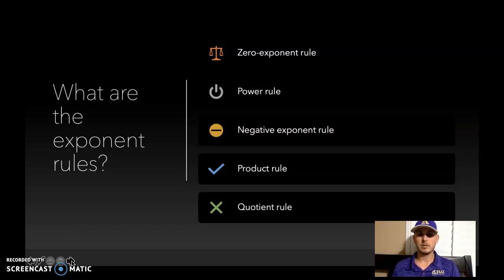Then you have the product and the quotient rule. The product rule is if you have the same base with 2 different powers being multiplied together, you can just add their exponents together to make 1 power. And same for the quotient rule, but if you have the same base and 2 powers are being divided, you can subtract the exponents.